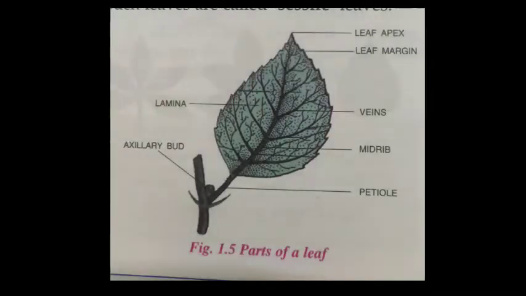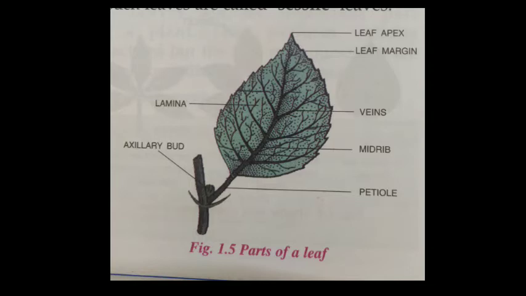So, let us study the structure of a leaf. The structure of a leaf mainly consists of three parts. The first one is the petiole, the second one is the midrib, and the third one is the lamina. Let us study with the help of a picture in order to understand it properly. A typical leaf has parts like petiole, lamina, midrib, vein, leaf margin, etc.